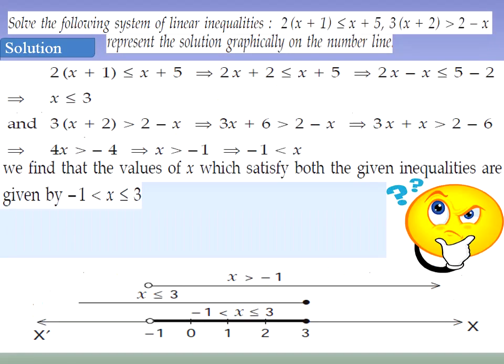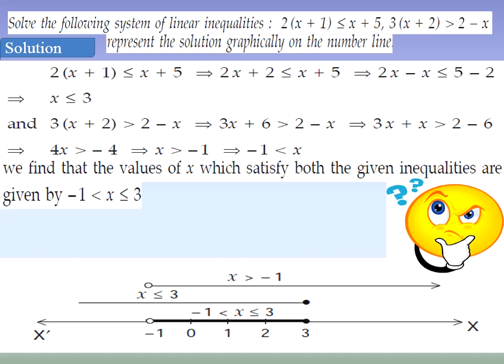Solve the following system of linear inequalities. Now check, two conditions are given. One condition is 2 into (x plus 1), which is less than or equal to x plus 5. Another is 3 into within bracket (x plus 2), which is greater than 2 minus x. Represent the solution graphically on the number line. Now after solving the first condition, we got x is less than or equal to 3, and after solving the second condition, we got minus 1 is less than x.